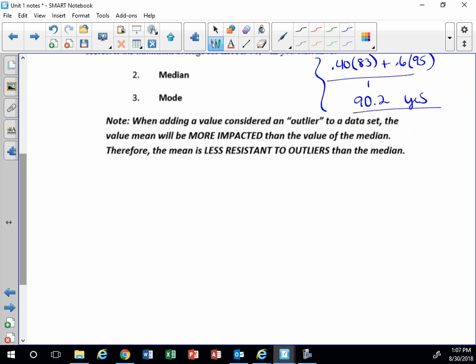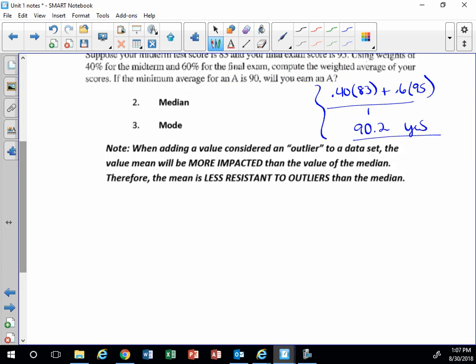Outliers. So you guys learned about outliers a little bit. Oh, actually, let's talk about median and mode first. So what is the median? The middle number, or an average of the two middle numbers if there's an even number of results.